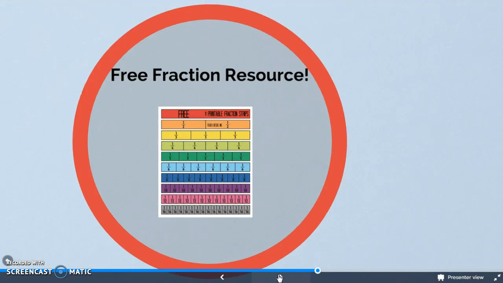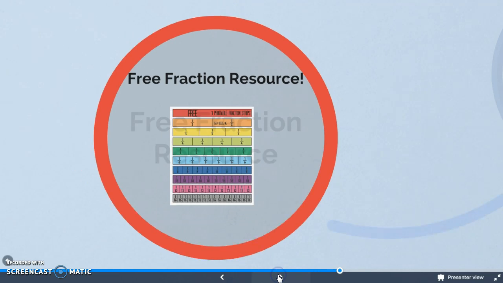And exciting, we have a free fraction resource. If you look in the actual newsletter, you can click this to print off for free. It's great for looking at equivalent fractions or adding and subtracting them.